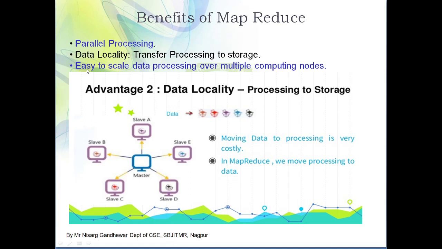Now the next benefit of MapReduce is that it is easy to scale data processing over multiple computing nodes. That means MapReduce allows us to increase the scalability. How? Here we can add more than one node also. Currently I have 5 nodes, so I can add more nodes also. It totally depends on the master, which decides where to process that particular data. So this is what easily scalable means.